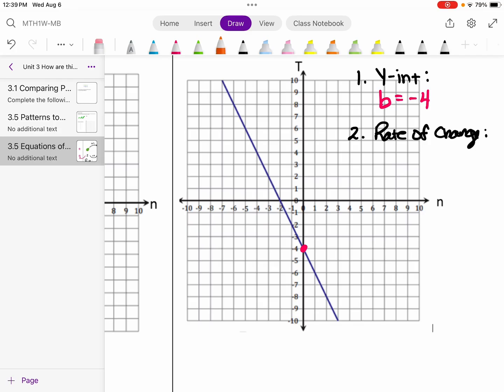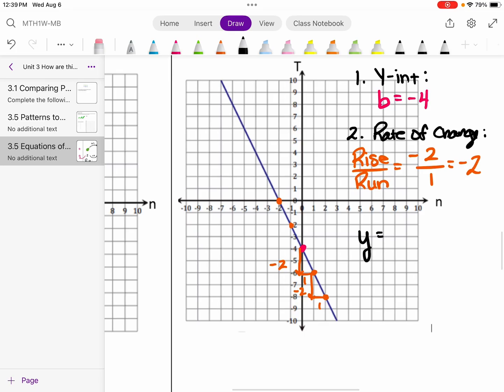And then to find my rate of change, I'm going to go back to my equation, rise over run, and I'm going to plot those nice points on my graph. So I'm going to look to see where my line crosses some nice coordinate values. In this case, I go down 2 over 1. So my rise is -2 over 1, and when I divide that nicely, it's -2. So my equation is y equals -2x minus 4.